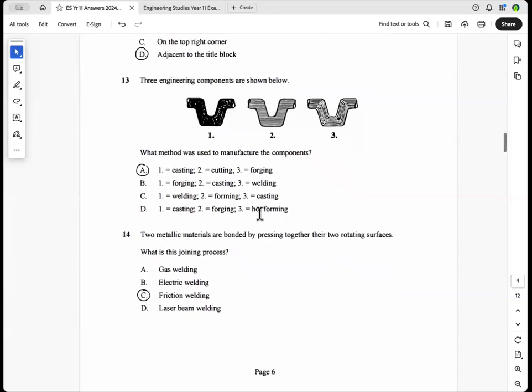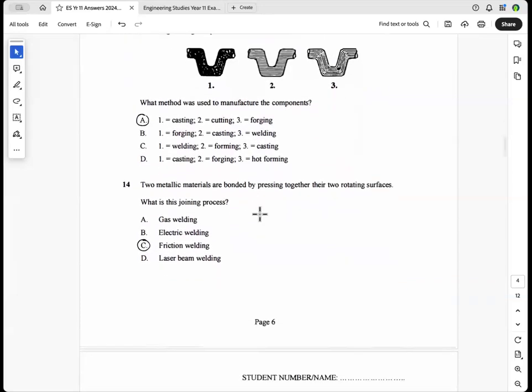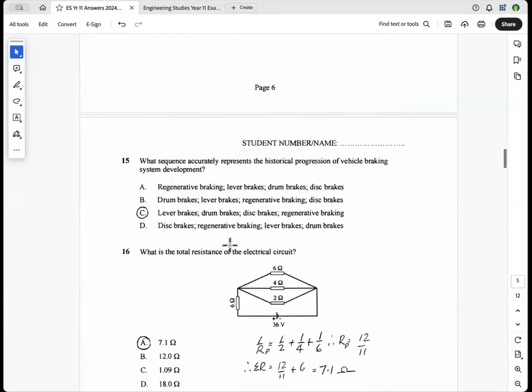That's the answer. 2 metallic materials are bonded by pressing together their 2 rotating surfaces. And what is this joining process called? We've done that, and that, and that is mentioned, and so it's friction welding. And if you want to see what friction welding is, go to YouTube. There's plenty on friction welding, and it's used a lot in industry.